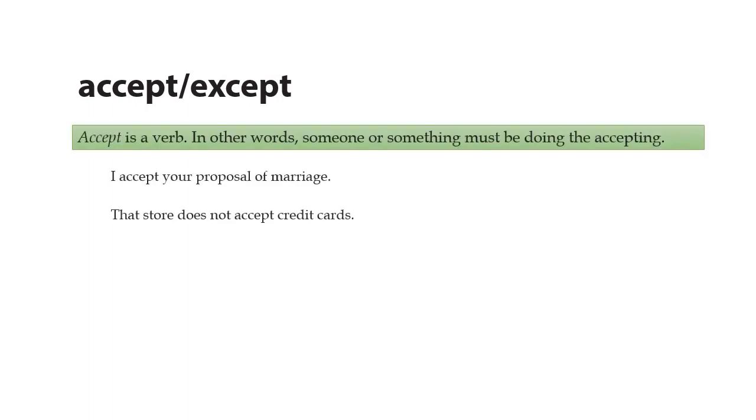Okay, accept and except. So accept is a verb. In other words, someone or something must be doing the accepting. We've learned about subjects and verbs. So, I accept your proposal of marriage. The store does not accept credit cards. You can see how it functions there as a verb.